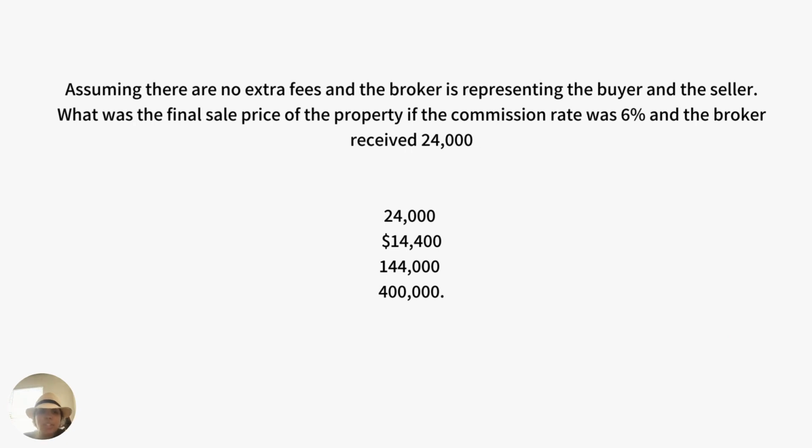So, assuming there's no extra fees and the broker is representing the buyer and the seller, what was the final sale price of the property if the commission rate is 6% and the broker received 24,000?